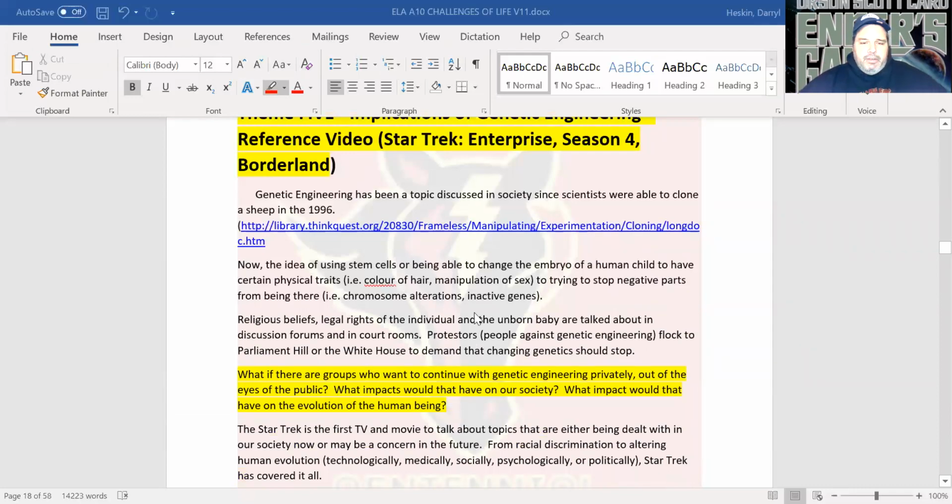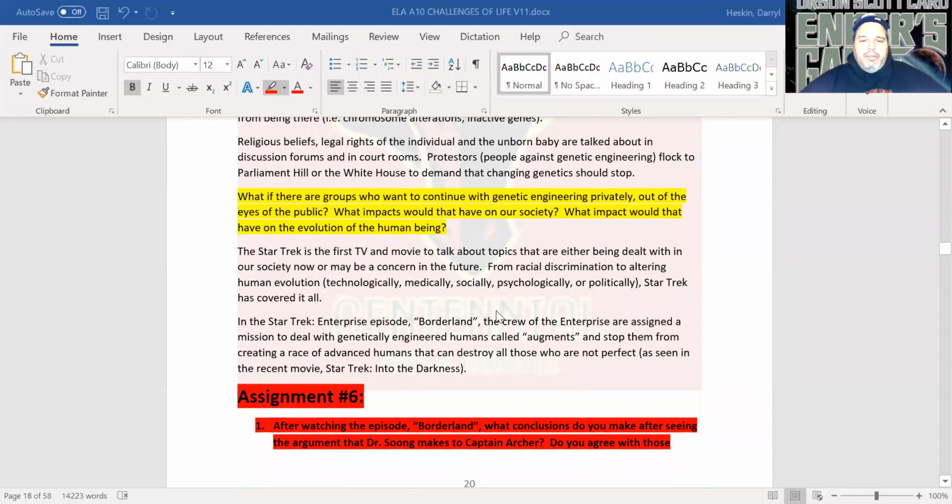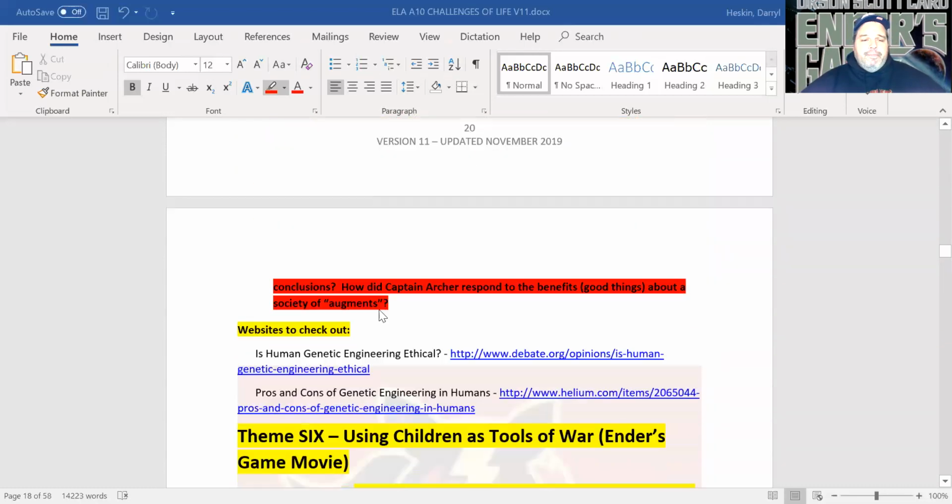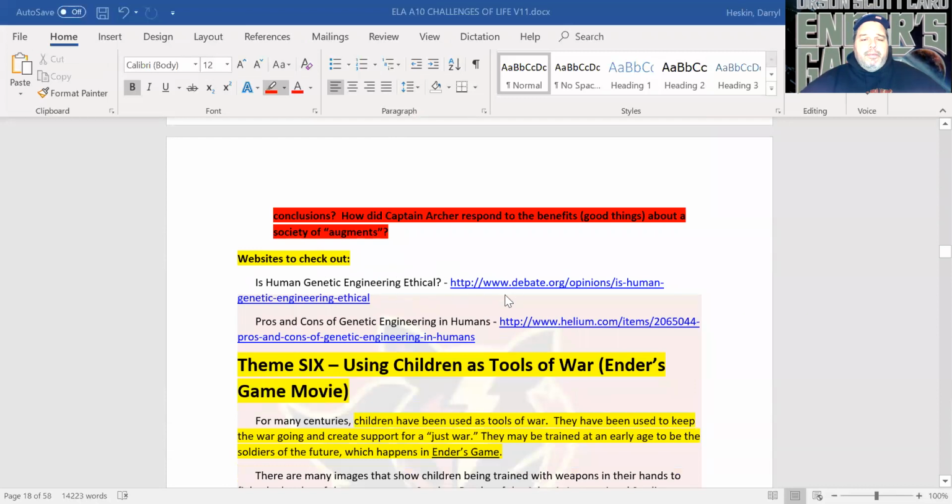I'll let you continue to read the rest of this, but it's too bad we won't be able to see that episode. But if you do see a documentary or something that pertains to genetic engineering, certainly check it out and see how complex it is and how divisive it is as well. Do not do assignment number 6, okay? There are some other links, on the ethical aspects of genetic engineering, and the pros and cons of genetic engineering.